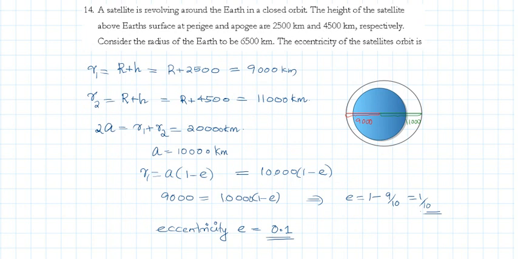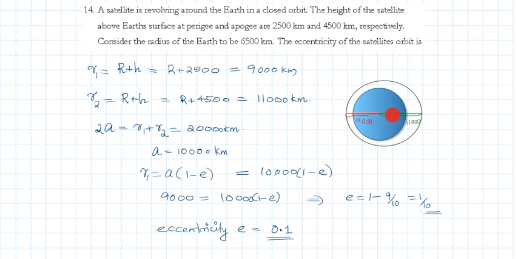Question number 14. A satellite is revolving around the Earth in a closed orbit. The height of the satellite above the Earth's surface at perigee, perigee means the point of shortest distance, and apogee means the largest distance. So at perigee and apogee the distances are 2500 km and 4500 km respectively. Consider the radius of Earth to be 6500 km. The eccentricity of the satellite's orbit is?